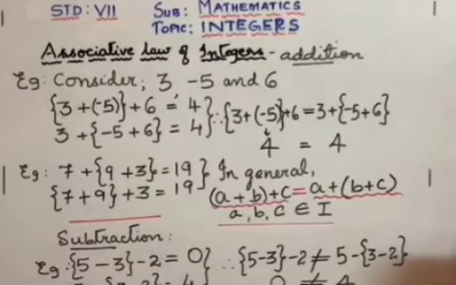Check the answers. See how this property is different from the previous properties, that is closure property and commutative property. This property is called associative property of integers. So what does associative property of integers say? It states that change in the grouping of integers does not change their sum. That property is called associative property of integers.